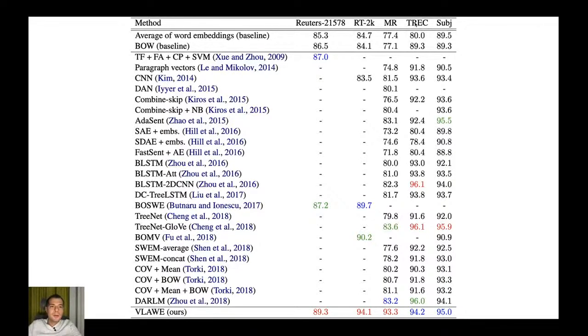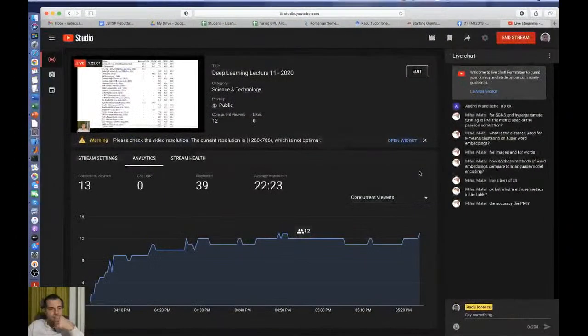So for this one I have six classes. These are binary classification tasks. This is also binary, I think, and this one has 90 categories. So all these are classification accuracy rates.